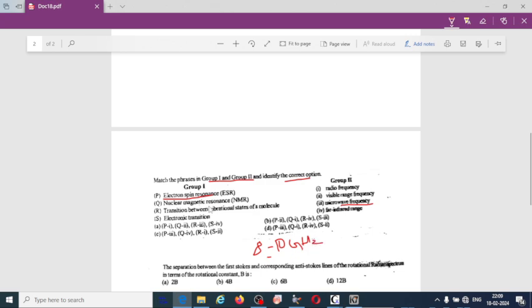Second one, nuclear magnetic resonance, NMR. The option here is radio frequency range. For ESR, option 3 is correct. NMR, nuclear magnetic resonance, is used in the megahertz frequency range. So if it is in the megahertz, then that would relate to radio frequency.